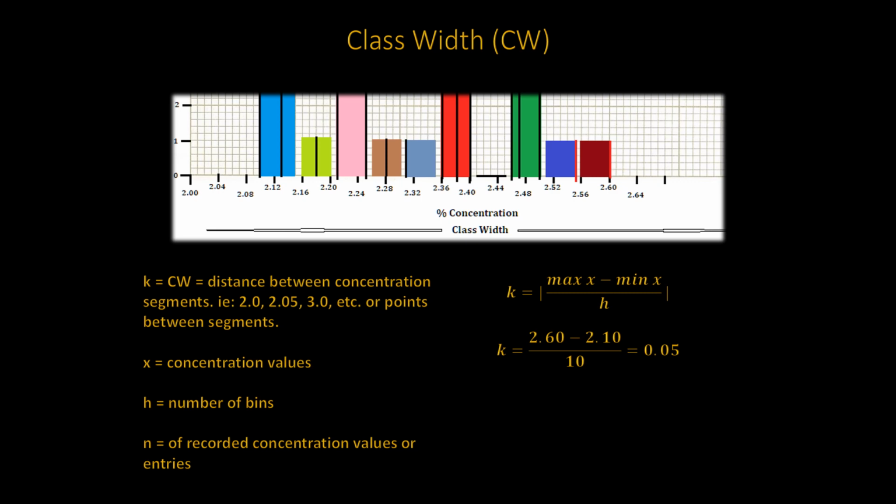K, which means class width, is simply calculated by subtracting the lowest recorded value from the highest recorded value and dividing by the number of bins that were created for the frequency table. The result is 0.05. Therefore, I chose the starting point at 2.0 and added the labels every 0.04 points on the x-axis. Using the formula shown, it should have been every 0.05 points instead. The graph is still correct, and here's why.